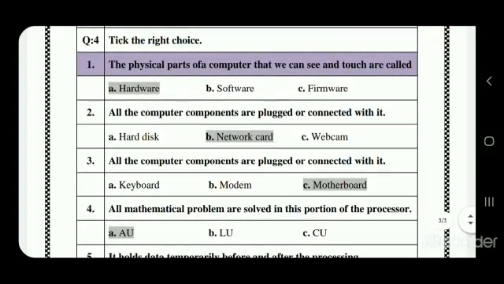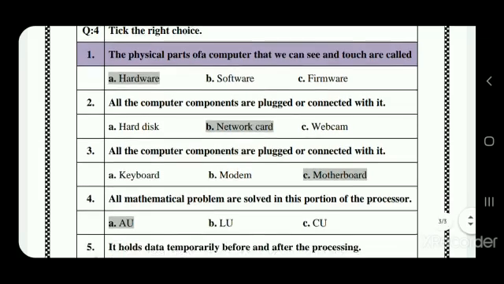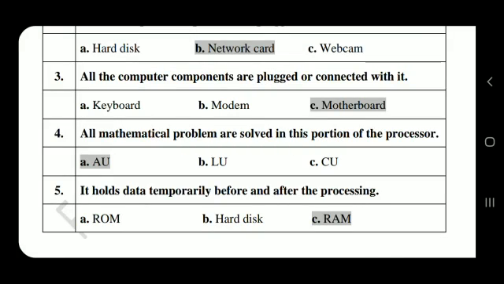Now let's move towards tick the right choice. Question number 4. The physical parts of a computer that we can see and touch are called A. hardware, B. software, C. firmware. So what are the physical parts that we can touch and feel? These are called hardware. Number 2, it is a communication device. A. hard disk, B. network card, C. webcam. So what is a communication device? Network card. Yes, network card is the correct answer.